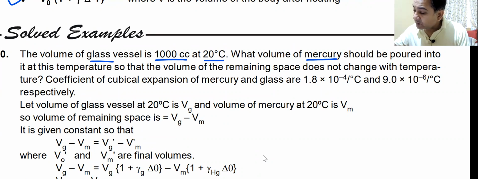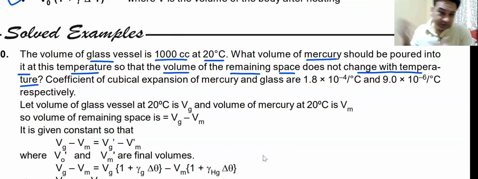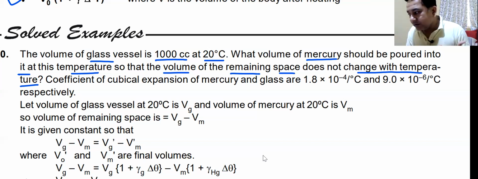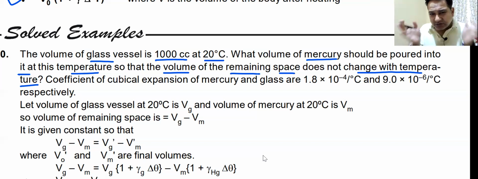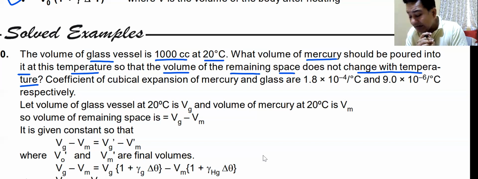What volume of mercury should be poured in at this temperature so that the volume of the remaining space does not change with temperature? So they've asked a question in a different way. But whatever way they ask the question, you must understand that all the questions would have to be done in similar ways. Do we understand this?